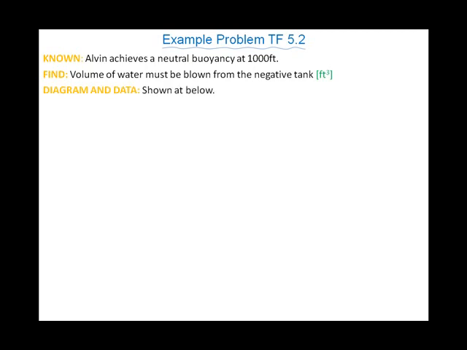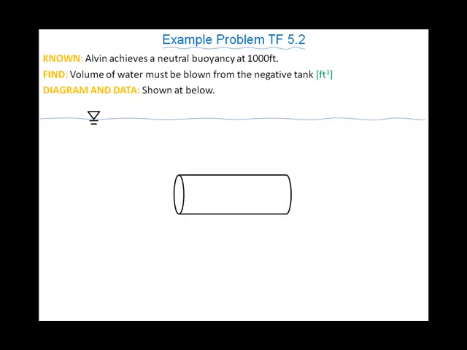So let's do the diagram and data below. So I'm going to draw my water, and I'm going to say it's atmospheric acting at the surface. And the problem stated that I can model Alvin, my submersible, as a cylinder. So let's put that cylinder underwater, and it's at a depth of 1,000 feet. And the cylinder that we're modeling Alvin as has a diameter of 6 feet and a length of 18 feet.